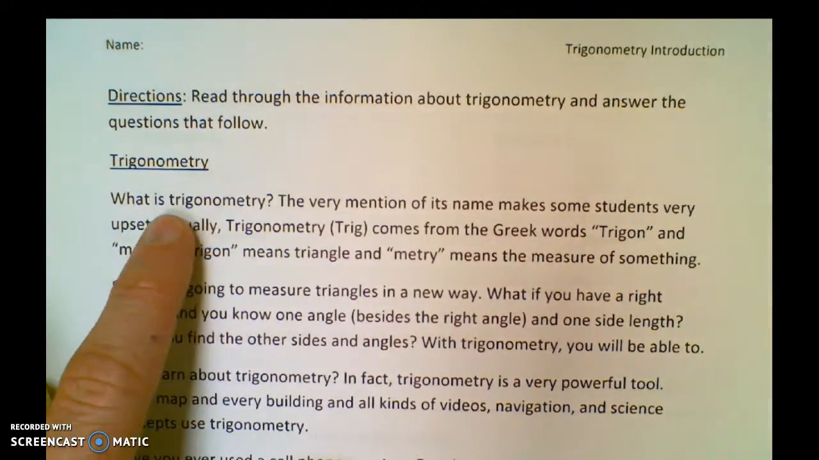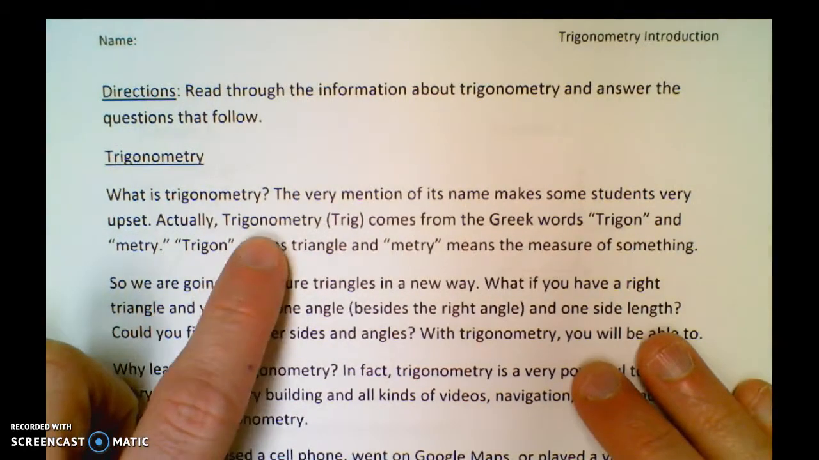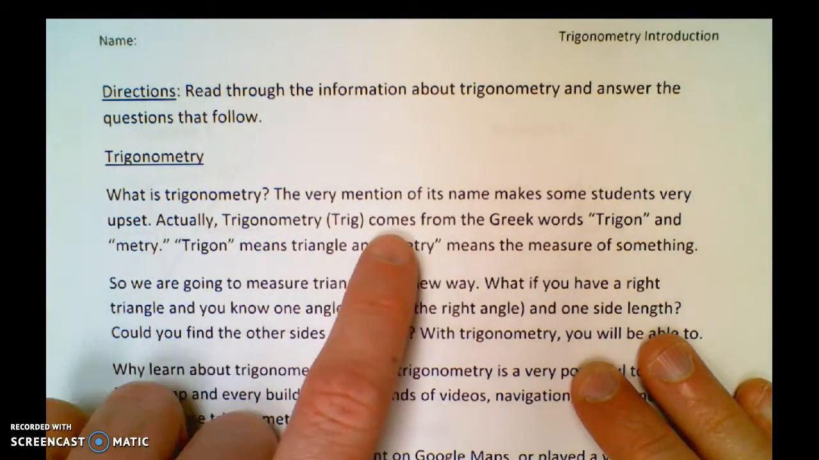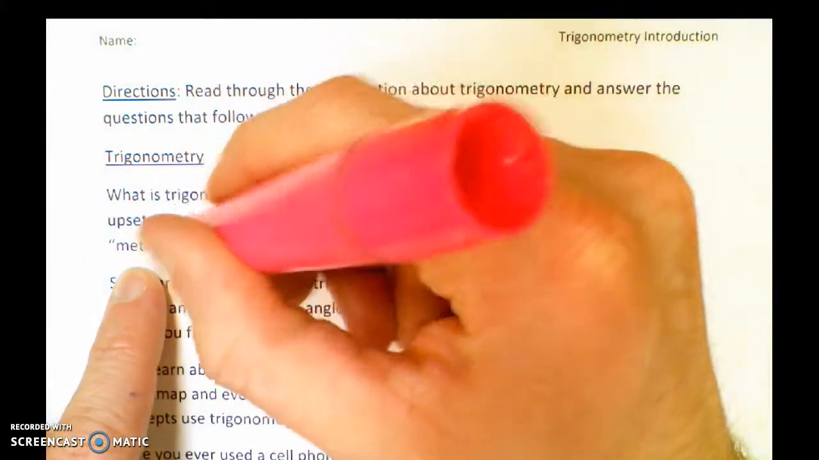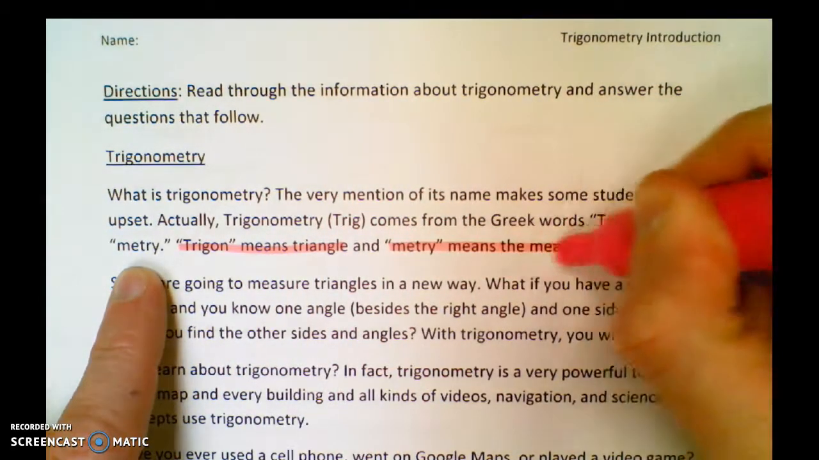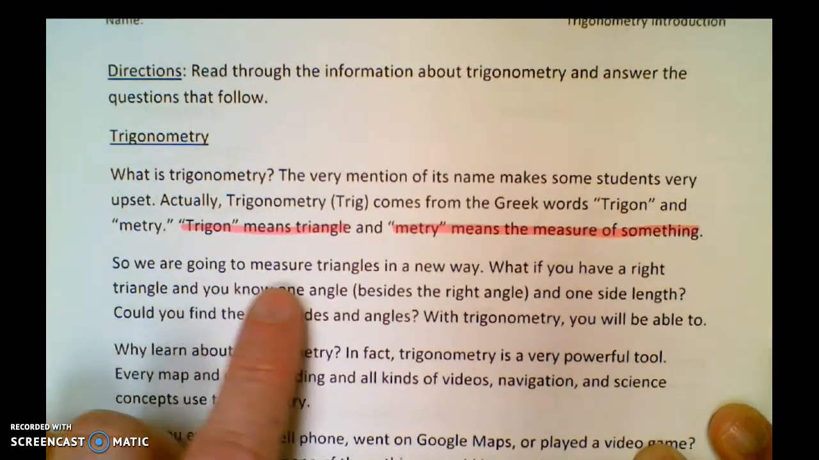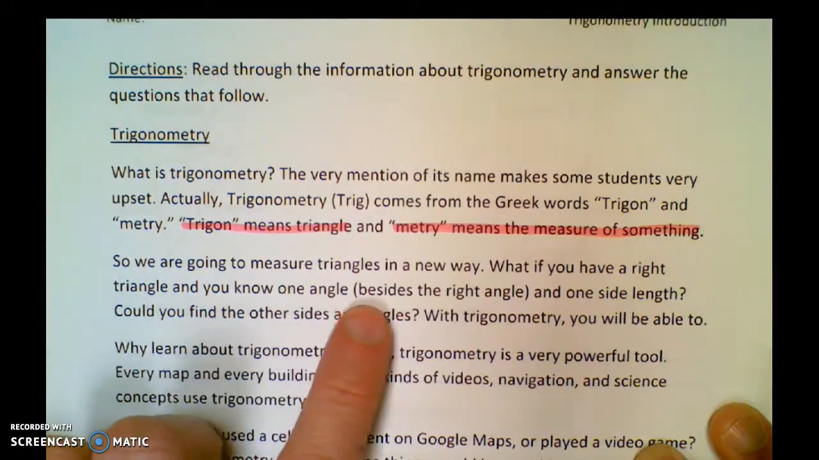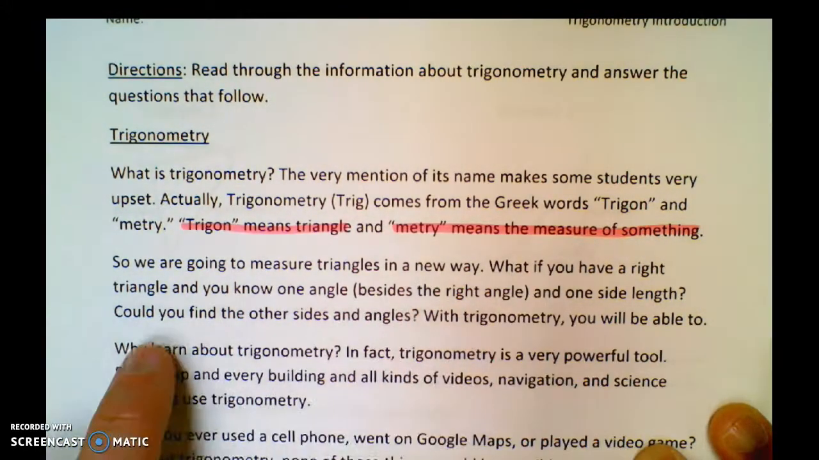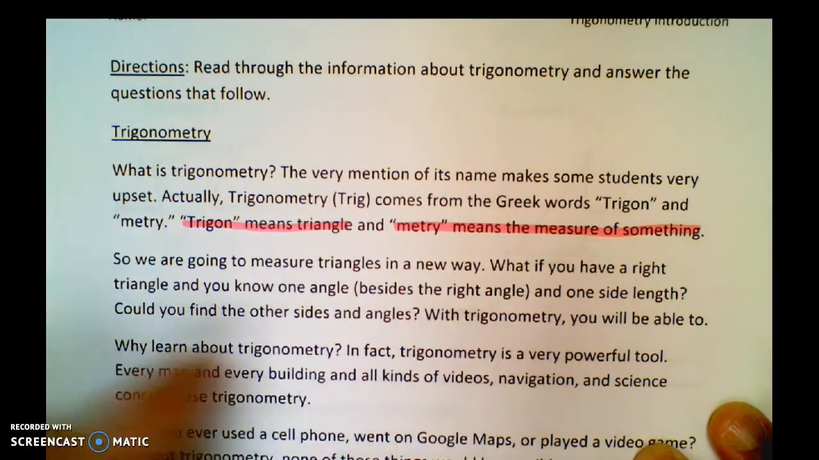Trigonometry. What is trigonometry? The very mention of its name makes some students very upset. Actually, trigonometry, or trig for short, comes from the Greek words trigon and metri. Trigon means triangle, and metri means the measure of something. So we are going to measure triangles in a new way. What if you have a right triangle and you know one angle besides the right angle and one side length? Could you find the other sides and the other angles? With trigonometry, you will be able to.